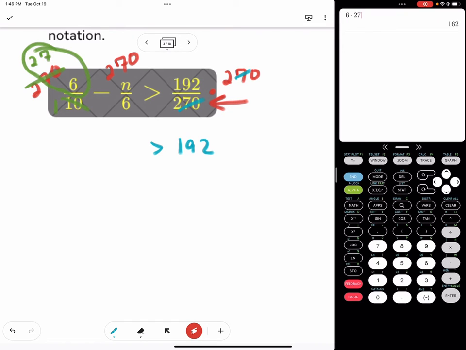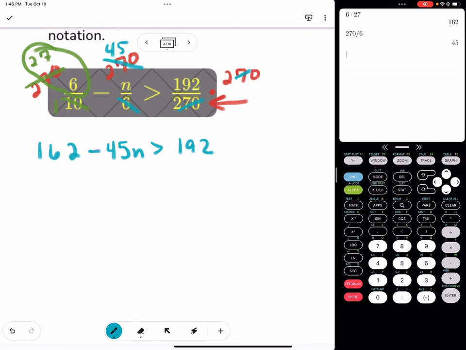6 times 27. That's 162. Oops, let's write with a pen, that'll help. Minus, and 270 divided by 6. We already did this one, but I'll show it to you again. So it's minus 45n. So 6 went into 270 45 times.